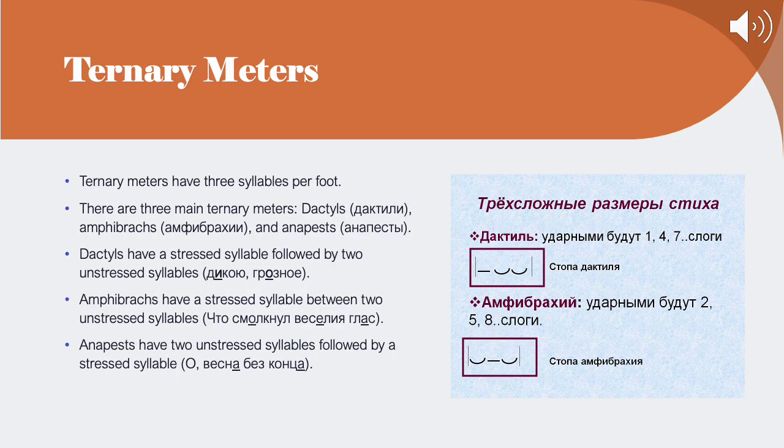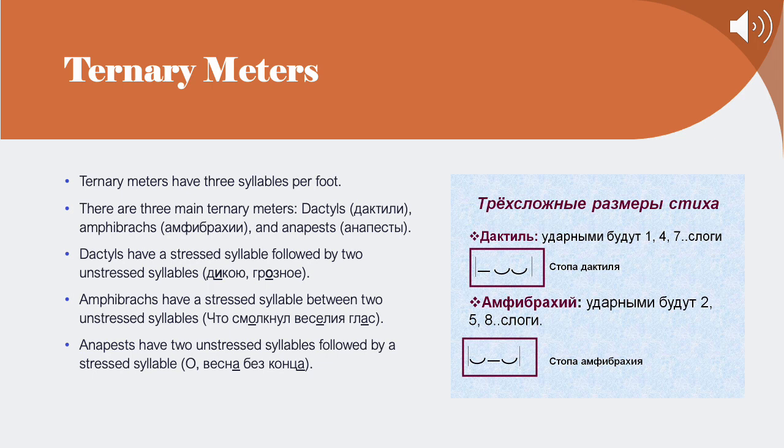Russian versification also uses ternary meters. They're much less popular than binary meters, just like they are in English, but they do still use them. We will see some examples. And in some ways, they're more traditionally Russian, closer to the traditional Russian folk style than the binary meters that are so popular with modern literary Russian poetry.